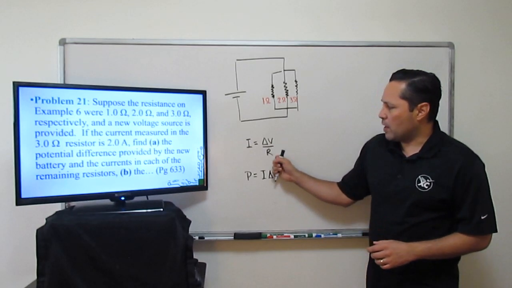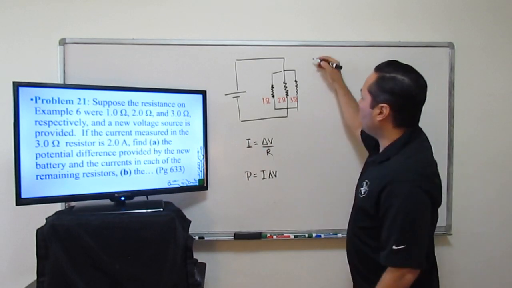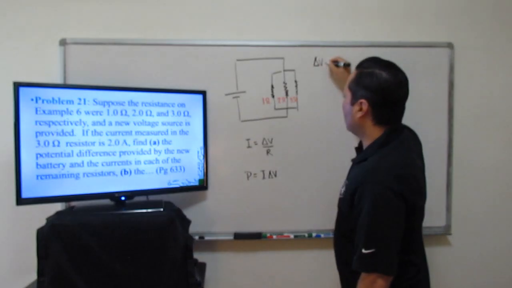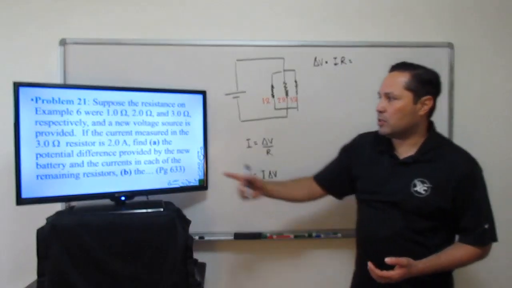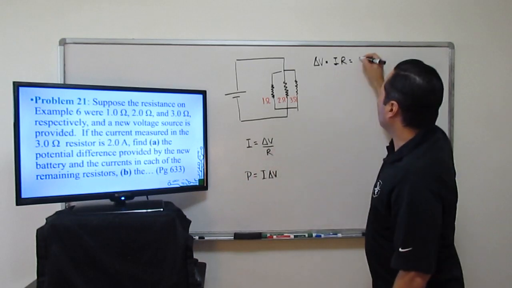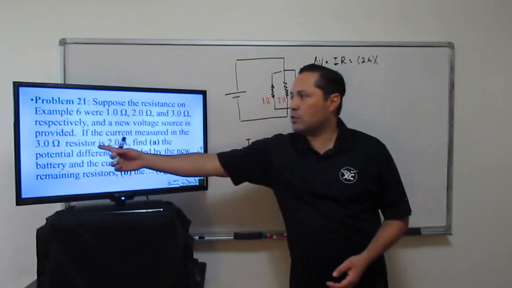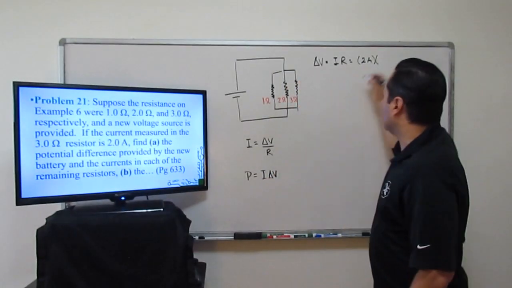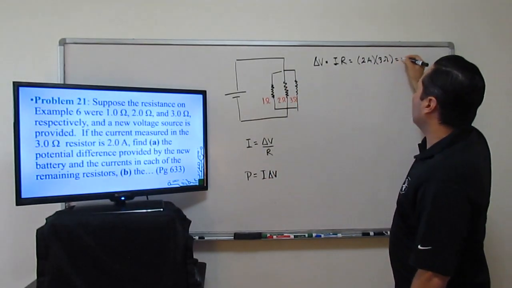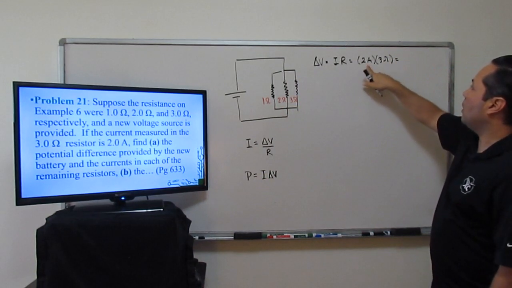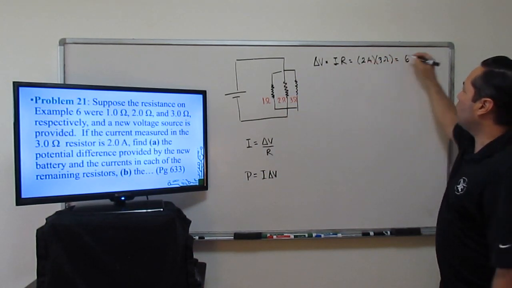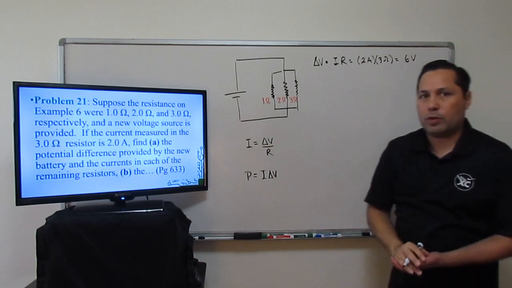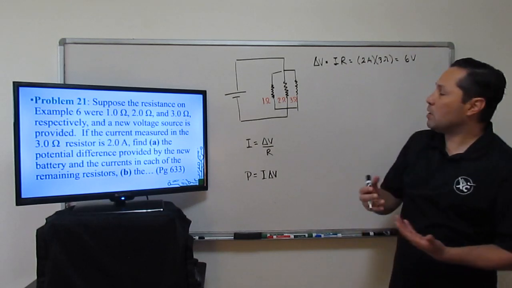So we're going to rearrange it, move the resistance here. The potential difference is going to be I multiplied by R, where they tell us the current is 2 amps. So we multiply 2 amps times the resistance of the 3 ohm resistor. That gives us a potential difference of 6 volts. Alright, so now we've got the potential difference.